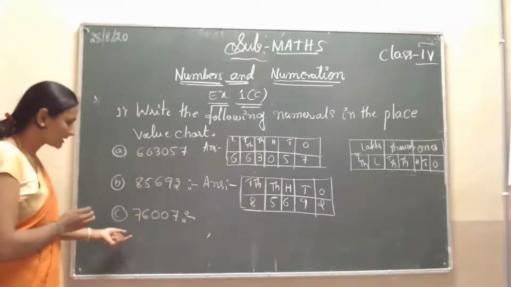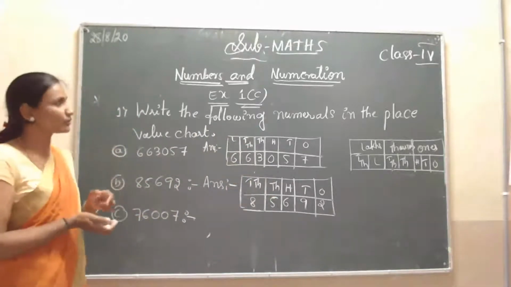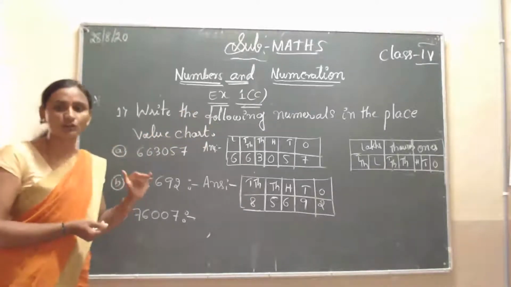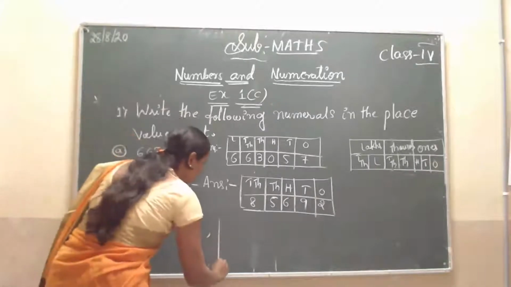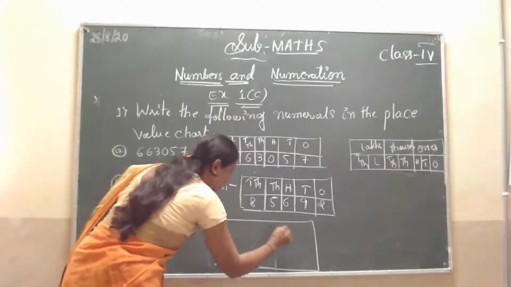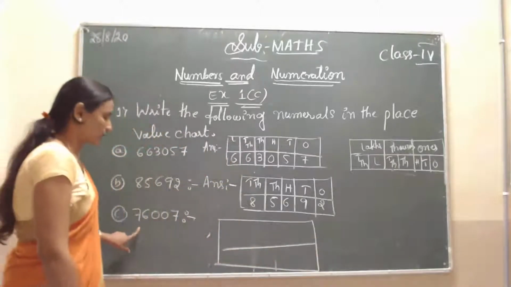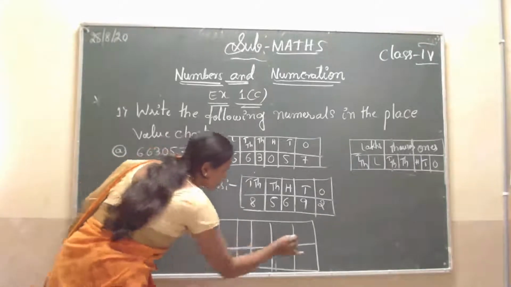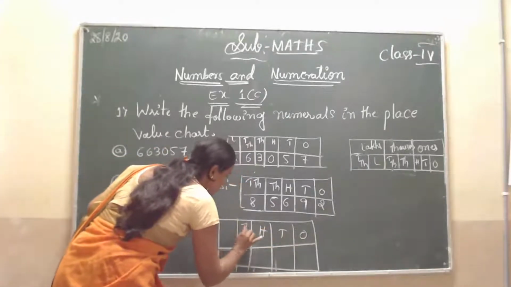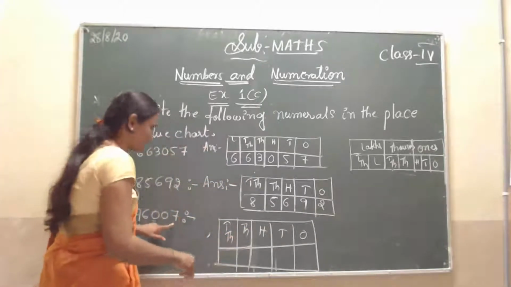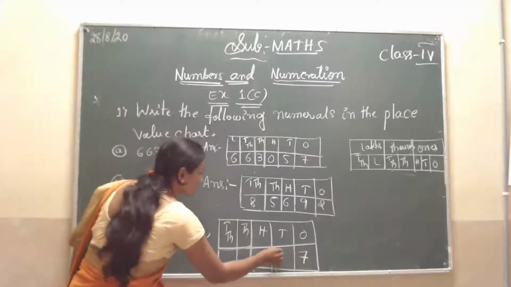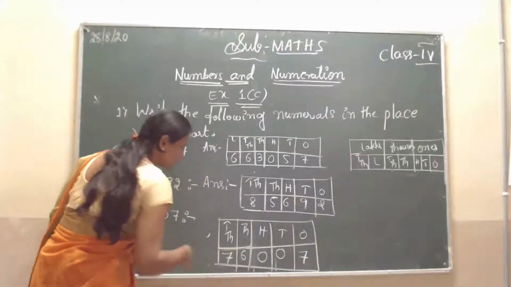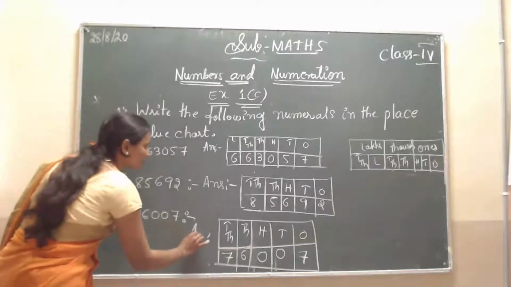Okay, next. Next is the same method. You will use the same method. That is question 1: write the following numerals in the place value chart. You solve it in the same method. Okay. Next, you again draw the place value chart. Ones, tens, hundreds, thousands, ten thousands. Yes, students. So 7 is the ones, 0 is tens, again 0 is hundreds, 6 is thousands, 7 is ten thousands. So this is the place value chart.